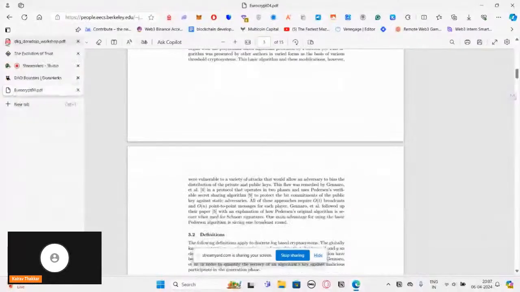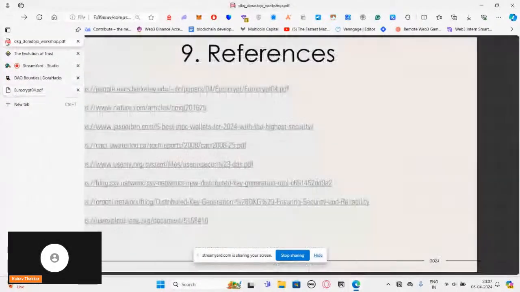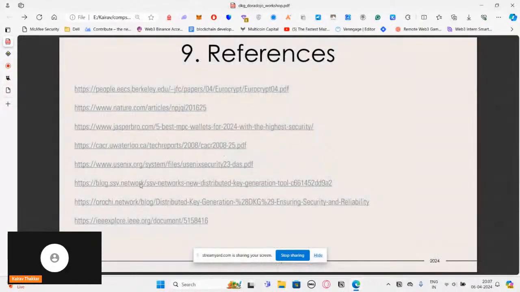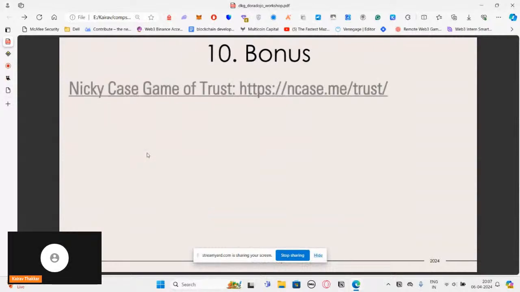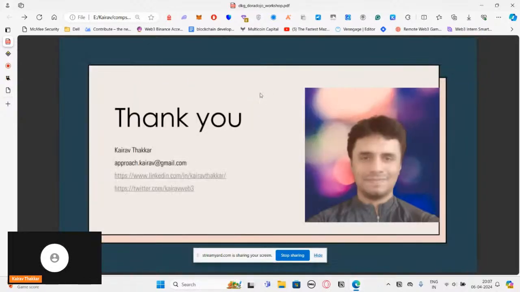The links to the required references for preparation of this workshop, and more such unique articles, are given. We already went through Nicky Case's Game of Trust. You can search this URL, or just write Nicky Case Game of Trust on Google and you would get there.